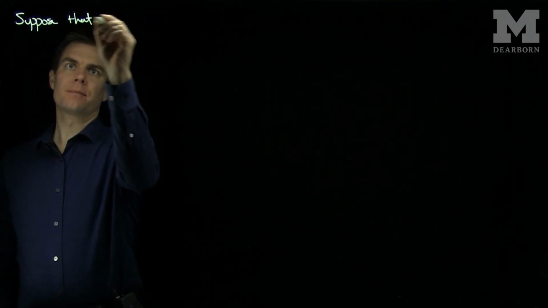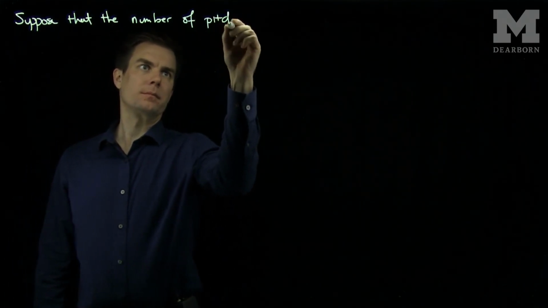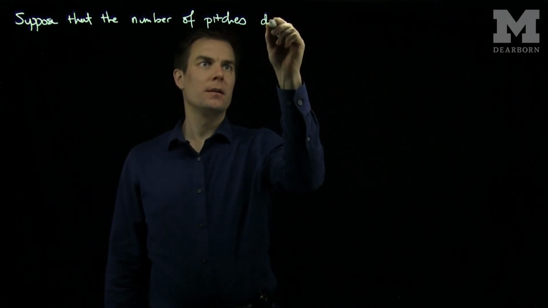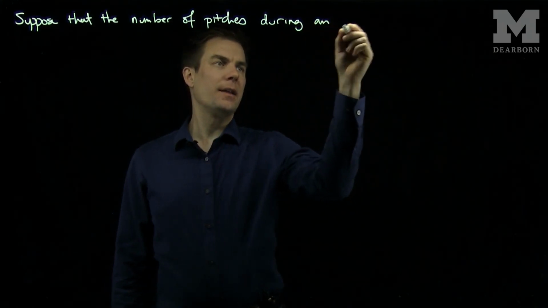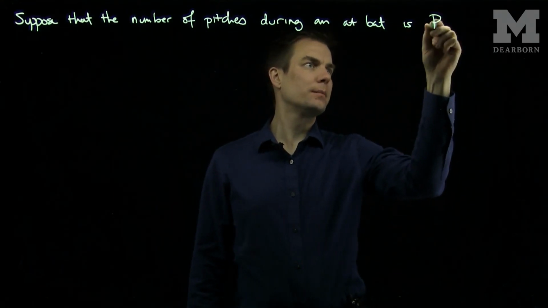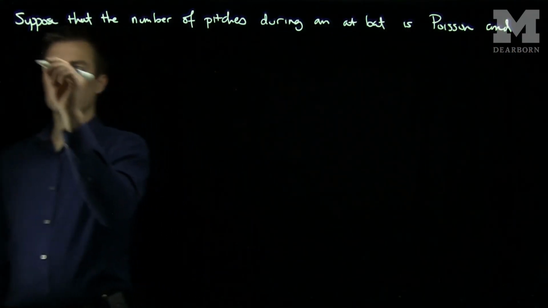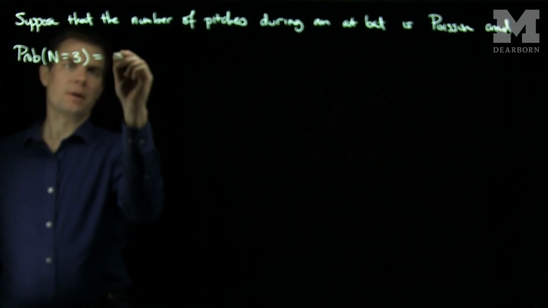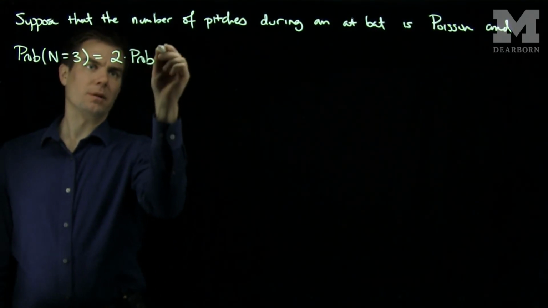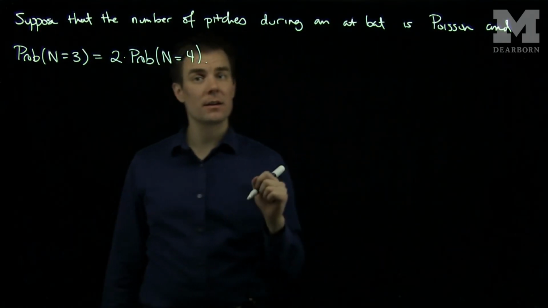We will suppose that the number of pitches during an at-bat is Poisson, and the probability that the number of pitches is 3 is twice as likely as the probability that the number of pitches is equal to 4. We'd like to find the expected number of pitches.